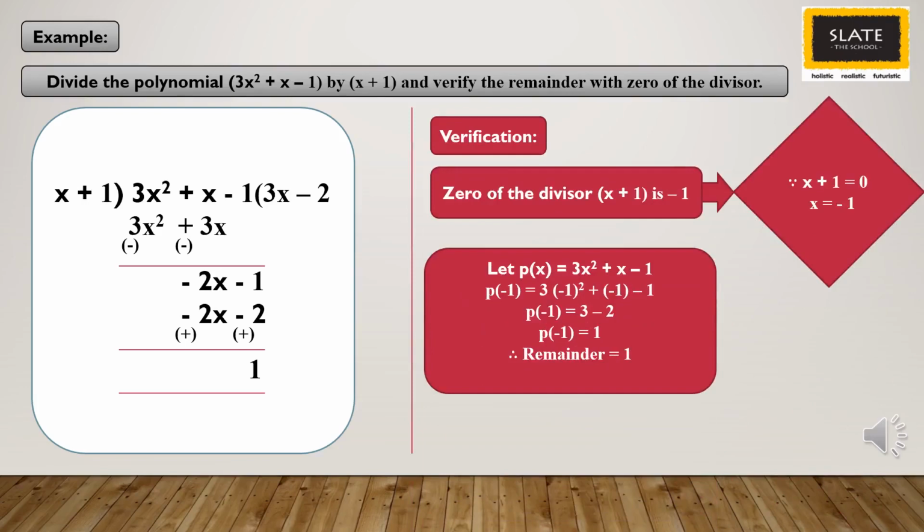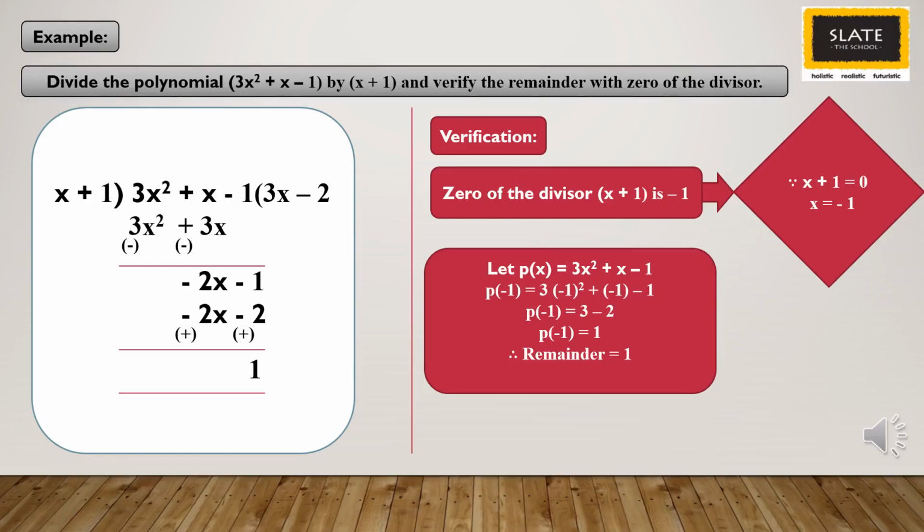So here the divisor is x plus 1. How to find the zero of any polynomial? We should equate that polynomial to 0. In the same way, equate this divisor x plus 1 to 0. So when we equate this x plus 1 to 0, we get the x value as minus 1. Now substitute this x value minus 1 in the polynomial 3x square plus x minus 1.